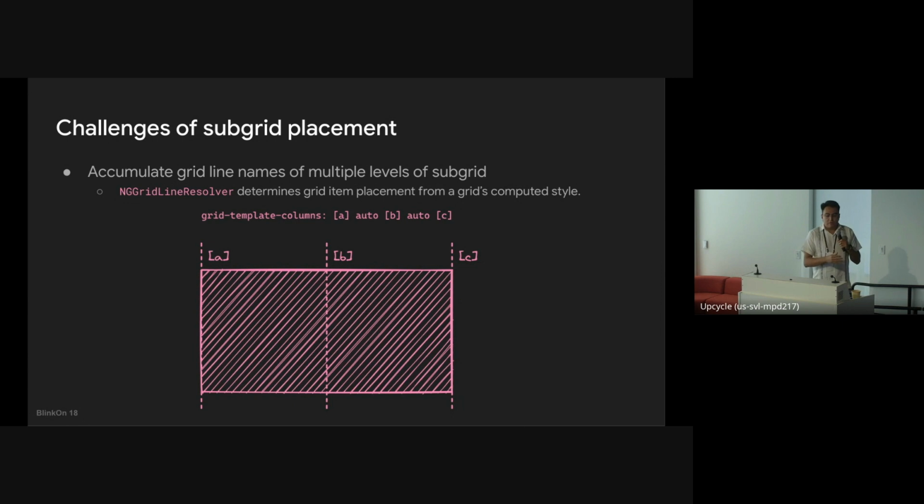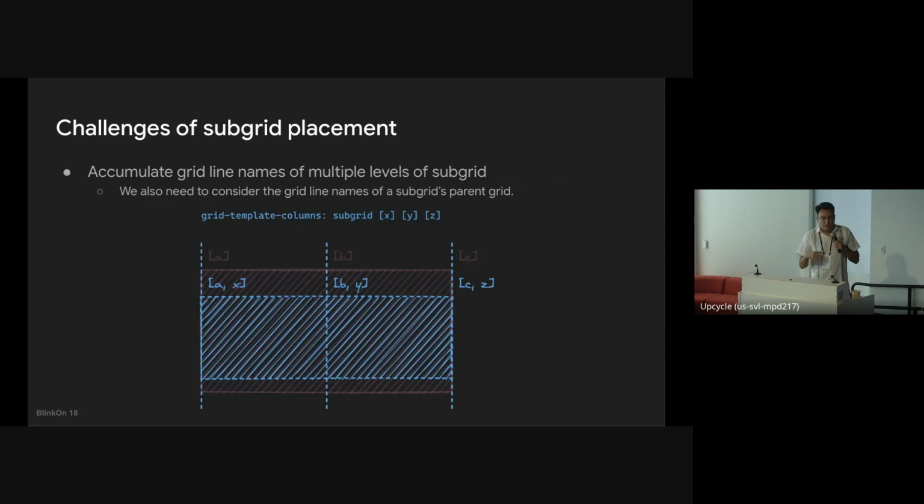But before subgrid, it only took into account the line names from the grid's computed style. In this example, we have a standalone definition of a root grid that has 2 intrinsic columns and 1, 2, 3 grid lines that are called A, B, C in that order. If we have a nested subgrid like this one, whose own line names are defined as X, Y, Z, we expect that the subgrid is aware of both sets of line names. So we want the ABC from the parent, but have it accumulated on the next level of subgrid. Like in here, we have for the first one A and X, B and Y, and Z and Z.